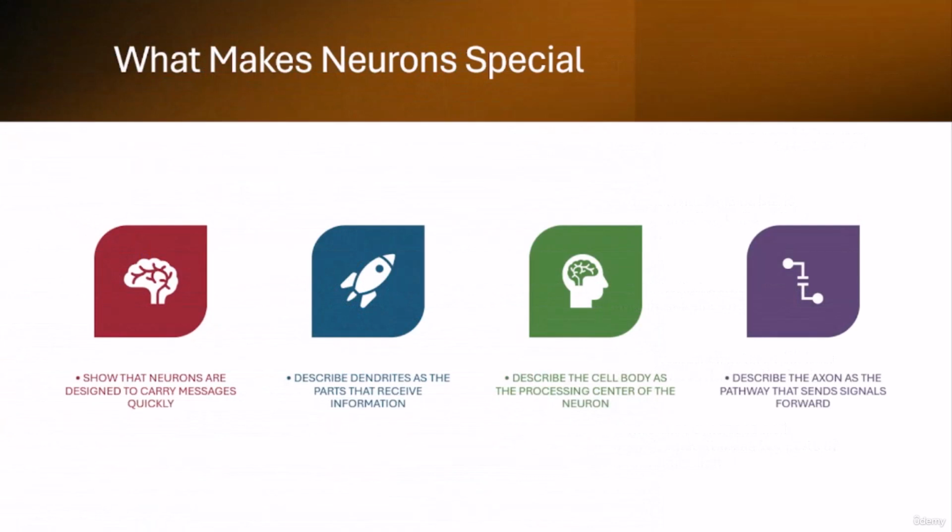Neurons are different from most cells because their main job is to carry messages quickly over long distances, and for that they have a shape that supports fast communication. And a neuron has three main parts: the dendrites, which receive information, the cell body, which processes it, and the axon, which carries the signal to the next cell. And this simple structure explains how signals move through the body in a smooth direction instead of jumping around randomly.